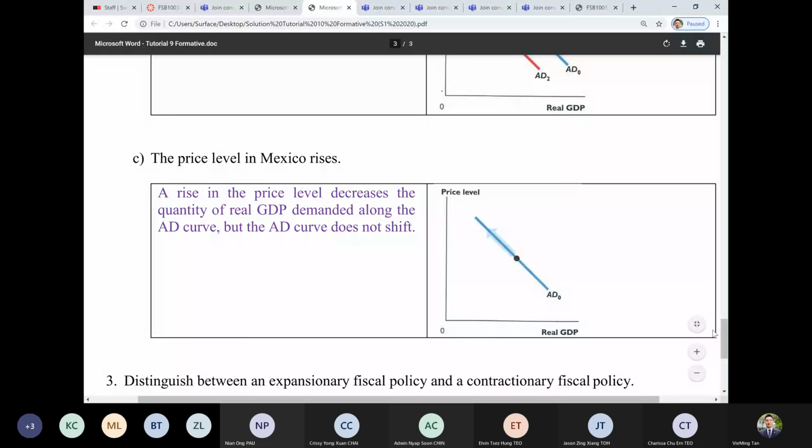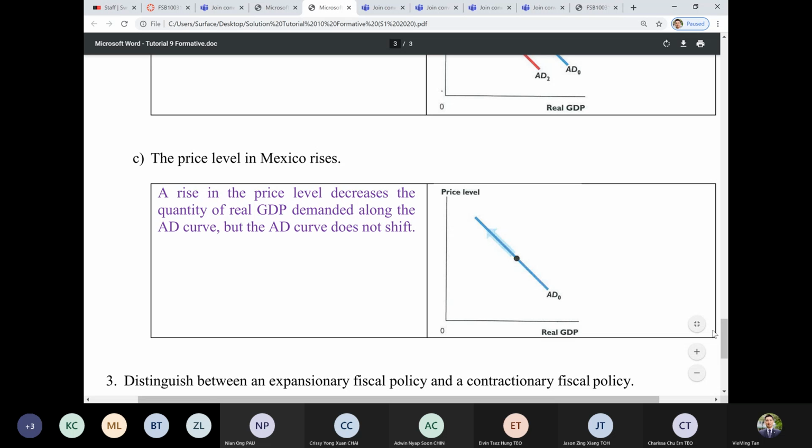The question is, distinguish between expansionary fiscal policy and contractionary fiscal policy. So that means you are asked to discuss the differences between expansionary fiscal policy and contractionary fiscal policy. What are the differences between these two types of fiscal policy? So what can you do in order to answer this question? You can try to compare in terms of the purpose. What is the purpose for which the government would like to use expansionary policy? When should the government use contractionary fiscal policy? So you can compare in terms of the purpose, right?